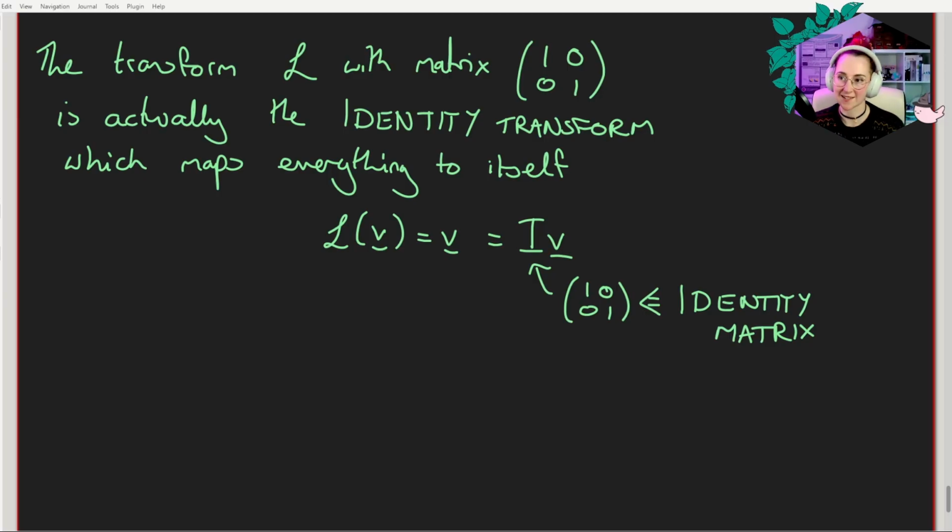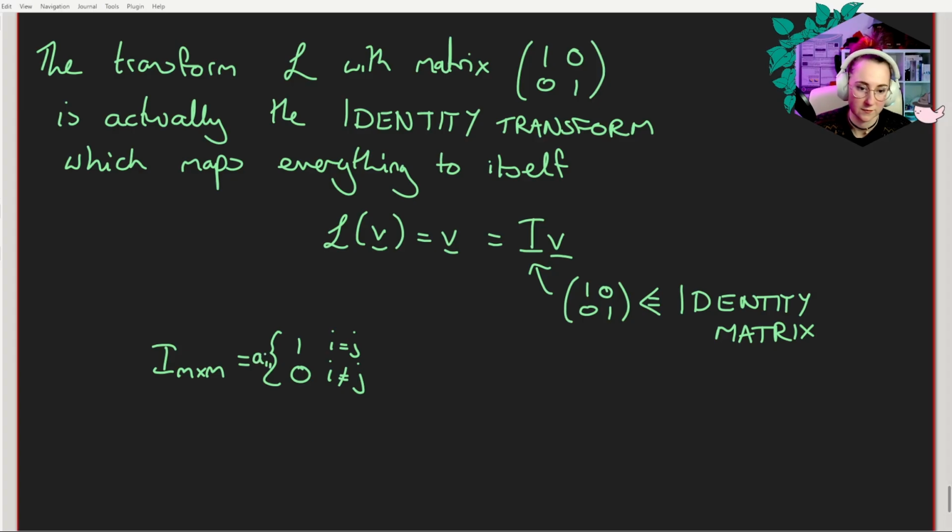And I've written I instead of A because the identity is denoted with I. So I is always m by m, it's always square, and its entries are 1 if i equals j, and 0 for i not equals j. I'm going to use A because I don't want to do ij, that's confusing. But its values are basically 1 along the diagonal, 0 everywhere else.